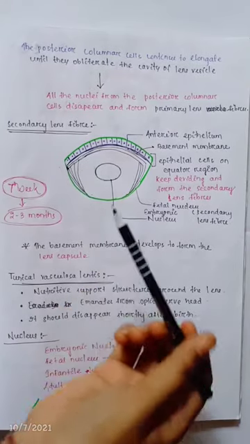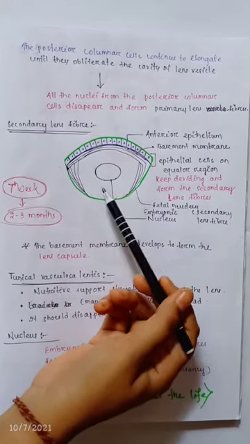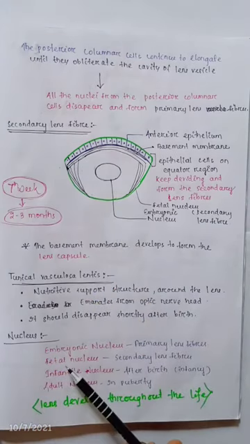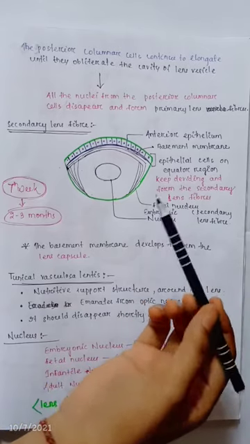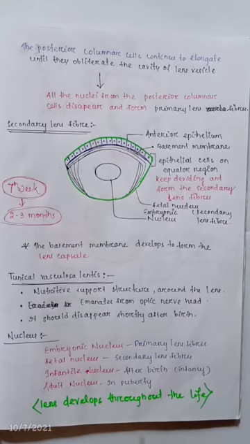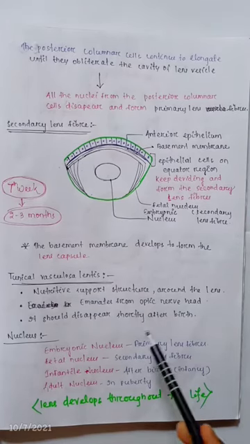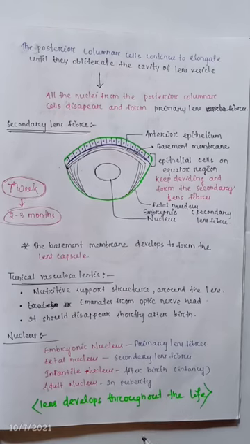As we discussed, whenever the primary lens fiber is formed, the nucleus is the embryonic nucleus, and when there is the formation of the secondary lens fiber, the nucleus here will be called the fetal nucleus. And after birth the baby will be an infant, and at that time the nucleus is called the infantile nucleus, and after puberty it is called the adult nucleus. And the lens develops throughout life. We can see how there is the development of the nucleus. So like this, the lens develops throughout life.